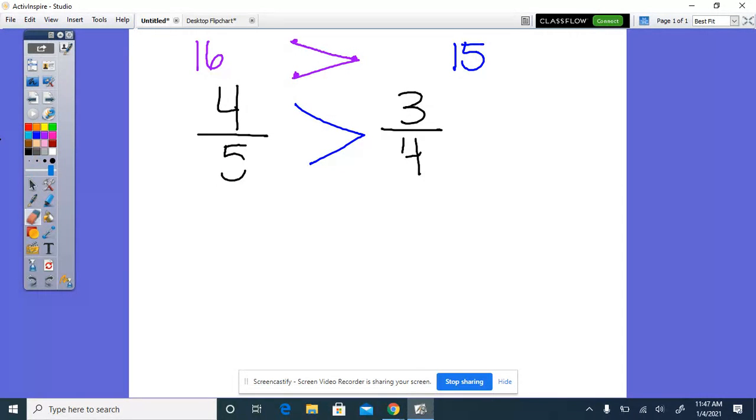So that is one way. You can also think of it as the Pac-Man eats the biggest number. That's the same concept. Here's the second way.